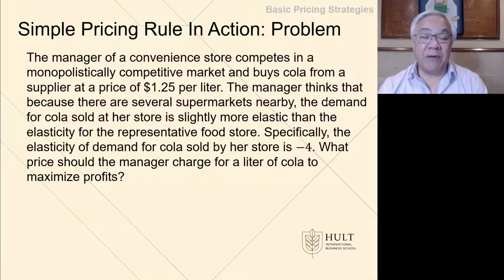Here's an example of how we might use this. A manager in a convenience store competes in a monopolistically competitive market and buys cola from a supplier at $1.25 per liter. The manager thinks that since there are several supermarkets nearby, the demand for cola sold is slightly more elastic than the representative food store. Specifically, the elasticity of demand for cola sold at her store is -4. What price should the manager charge for a liter of cola under these circumstances?